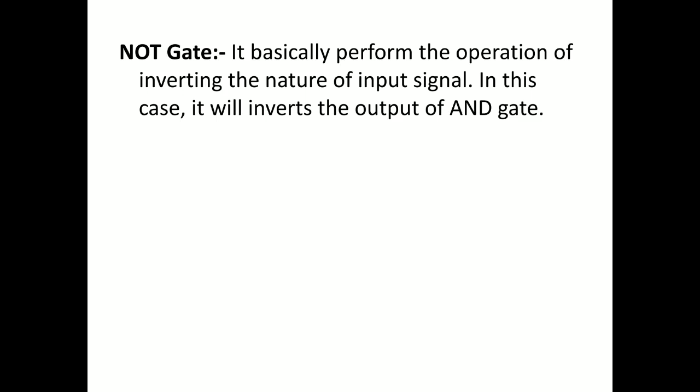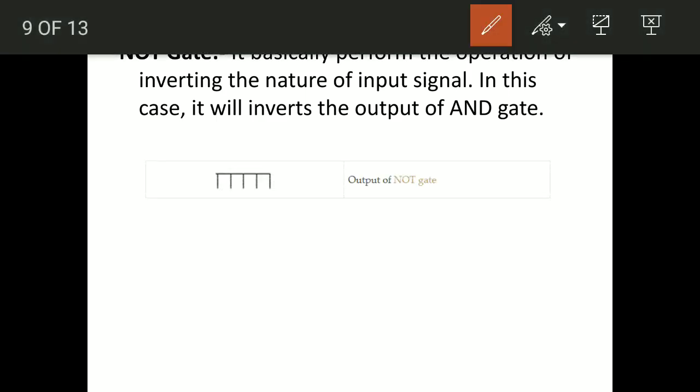Now the next component which is implemented in the basic circuit of the voltmeter is nothing but the NOT gate. So the NOT gate basically performs the operation of inverting the nature of the input quantity provided to it. So in this case, if you see the diagram very carefully, the output of the AND gate is provided as an input to the NOT gate. So what it is going to do is invert the output of the AND gate and provide output like this. It is basically going to act as an inverter. It will invert the input signal which is provided to it. So in this case, as the output of the AND gate is provided as an input to the NOT gate, definitely it will invert the output of the AND gate.